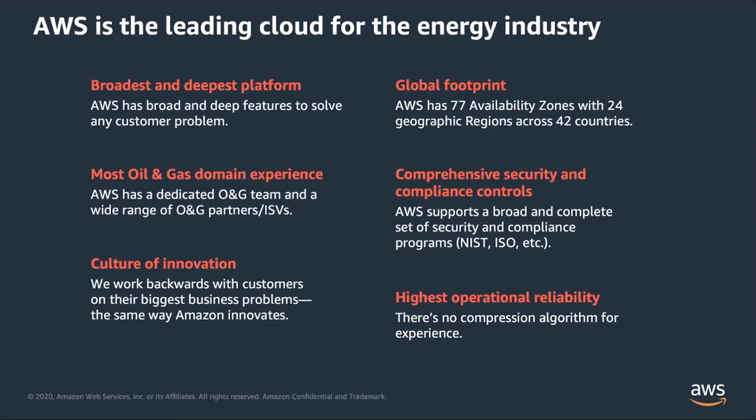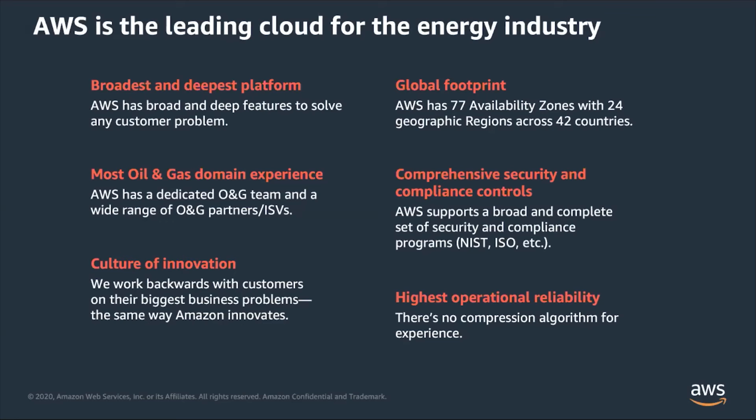In terms of the size of AWS, we have a global footprint, so 77 availability zones. That's in 24 different geographic regions across 42 countries around the world. So we can help customers go global really just in minutes. They can take the infrastructure they've built on AWS in one part of the world and very quickly and easily deploy it to other parts of the world as they need.